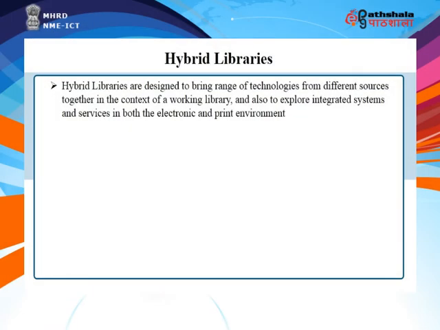Hybrid libraries are designed to bring a range of technologies from different sources together in the context of a working library, and also to explore integrated systems and services in both the electronic and print environment.